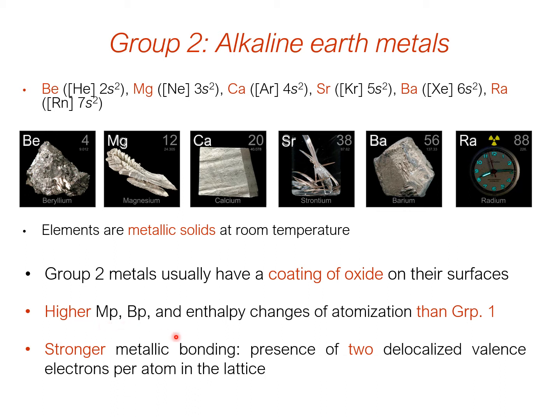They have higher melting points, boiling points, and enthalpy changes of atomization than group 1. And this is because they've got stronger metallic bonding. So instead of each metal cation giving 1 electron to this electron pool, each of them gives 2 delocalized electrons. So this leads to stronger attractive forces in the metal lattice, stronger metallic bonding, and therefore higher melting points, higher boiling points.